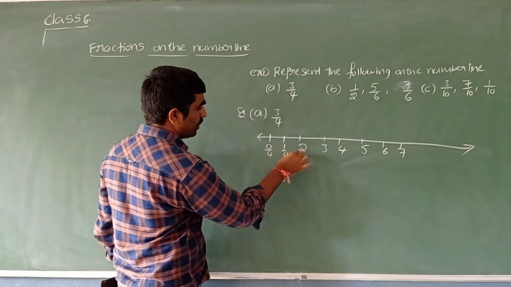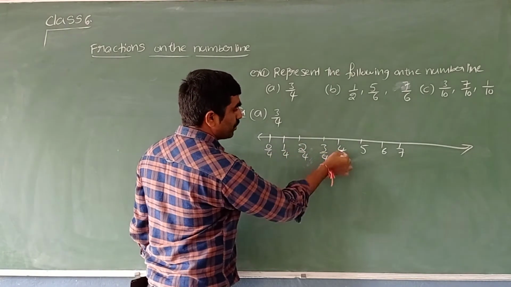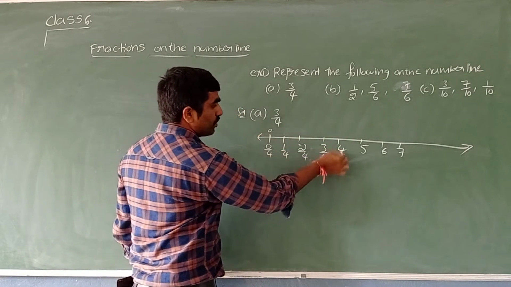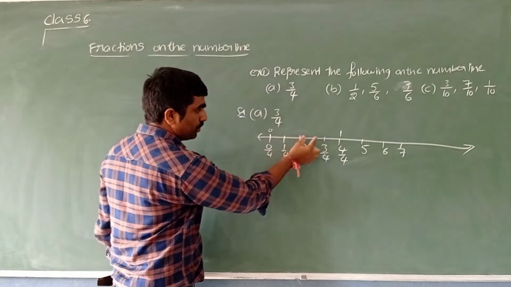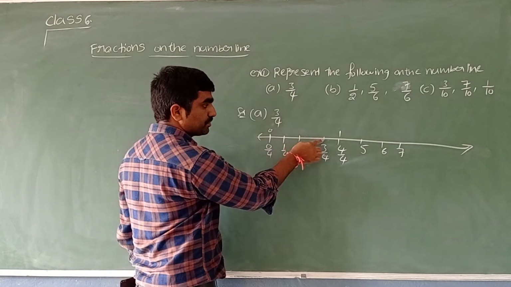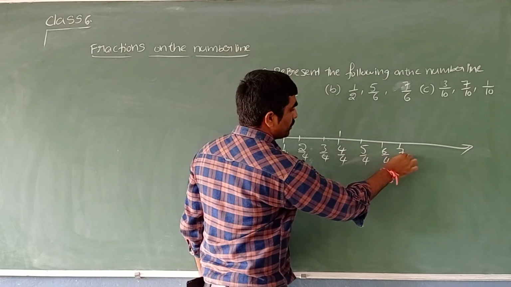0 by 4, 1 by 4, 2 by 4, 3 by 4, 4 by 4. 4 by 4 means what here? 1. 0 by 4 means what? 0. So 0 to 1 divided how many parts? 1, 2, 3, 4. We divided it into 4 parts, and the third part we need to find out. This we can write 5 by 4, 6 by 4, 7 by 4.